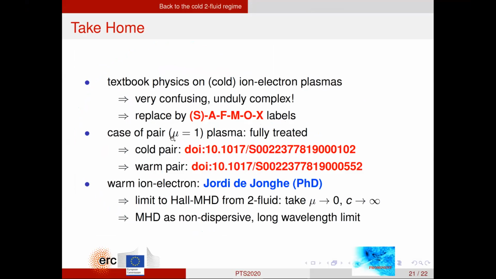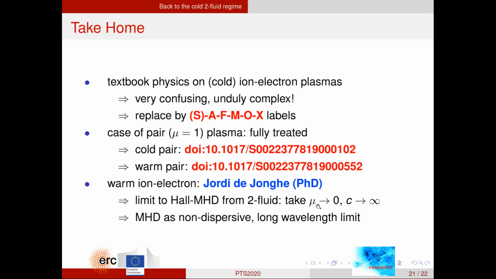The case of a pair plasma is actually also completely treated, and we have written 2 papers now for the cold and for the warm pair, where again the advantage of this labeling scheme was made clear. For the warm ion electron case, that is actually currently the topic of a PhD student of mine, Jordi de Jonge, and we have already basically gotten all the results.